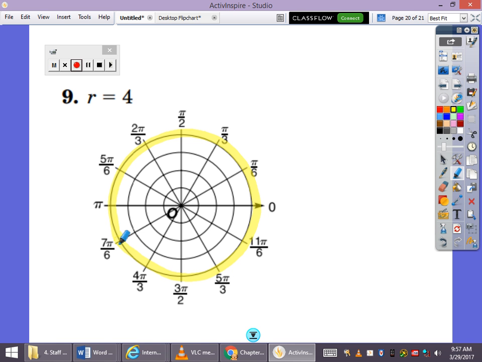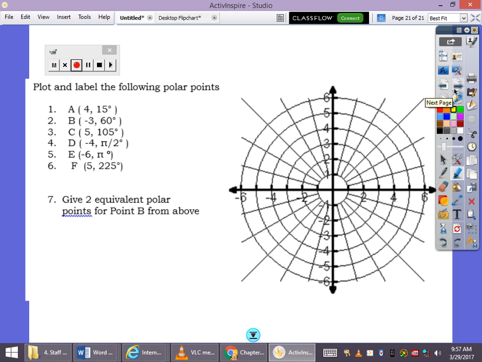Okay, so flip your paper over. Please plot all 6, and please use the letters. Very important, use the letters. Go ahead. You are doing 1 through 6.